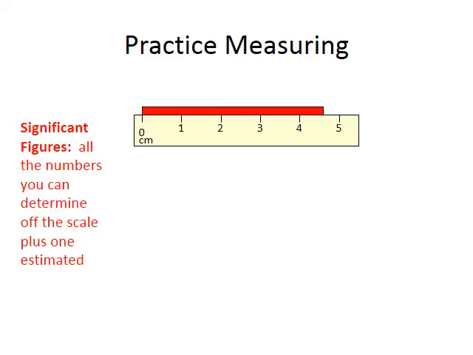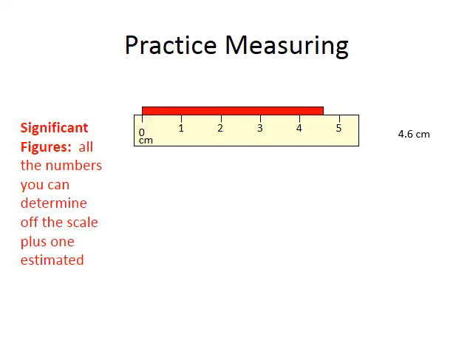Okay, let's do a little more practice with this. With this ruler, I can read to the ones place with certainty. This means that I know exactly that the red block is greater than 4 centimeters, but less than 5. I estimate one place past and say that it is about 4.6 centimeters. It may actually be 4.5 or 4.7, but my best estimate is 4.6.